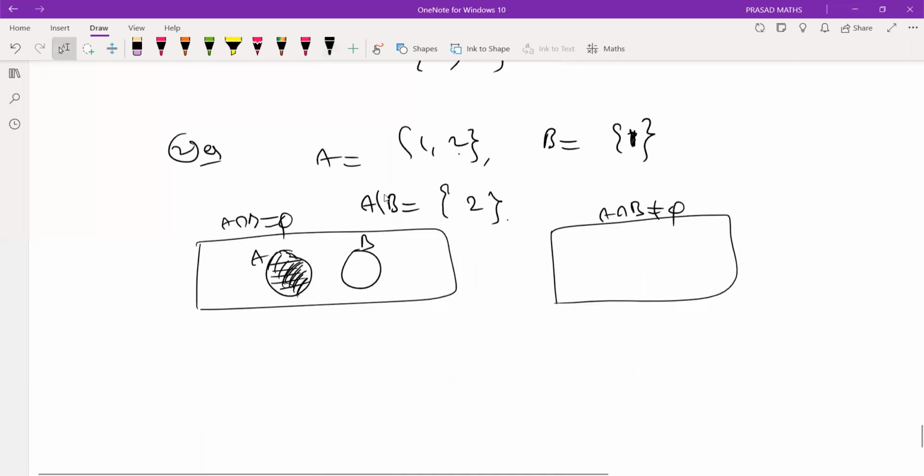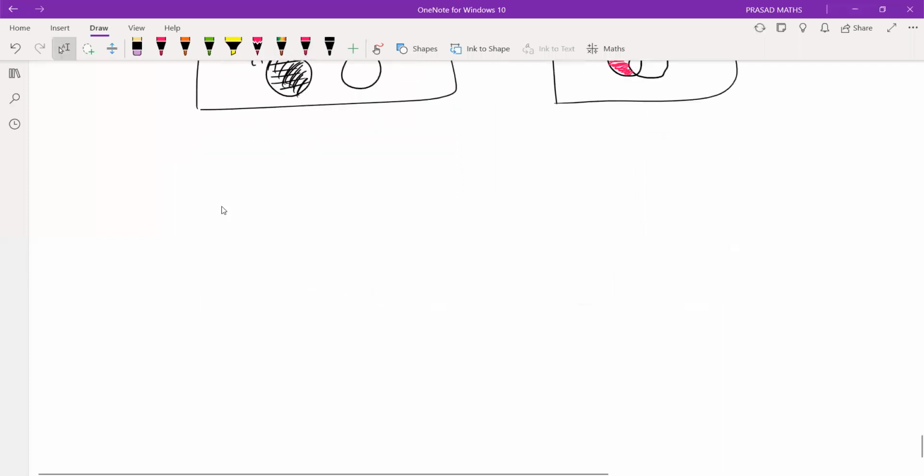If A intersection B is non-empty, that means they are overlapping, intersecting sets. What is my A minus B? Except for the common elements, the elements in A but not in B. So this is my A minus B. Right? Next is what? The next difference is the symmetric difference. The previous one was set difference. This is symmetric difference.